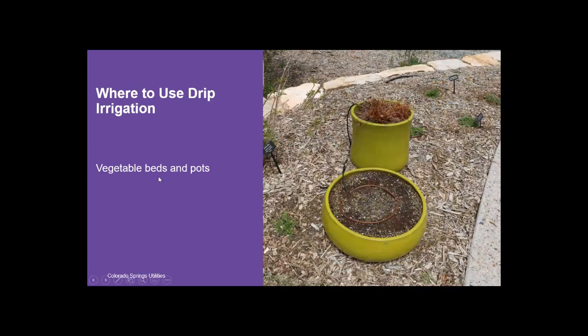It's also extremely useful in vegetable beds or pots. We can see here we have some drip irrigation that is going to these pots. For vegetable garden beds, it's really useful to have that drip irrigation. Very rarely do we see overhead irrigation used for vegetable beds or pots. If you're trying to irrigate a pot with overhead irrigation, the chances are that it's very inefficient.